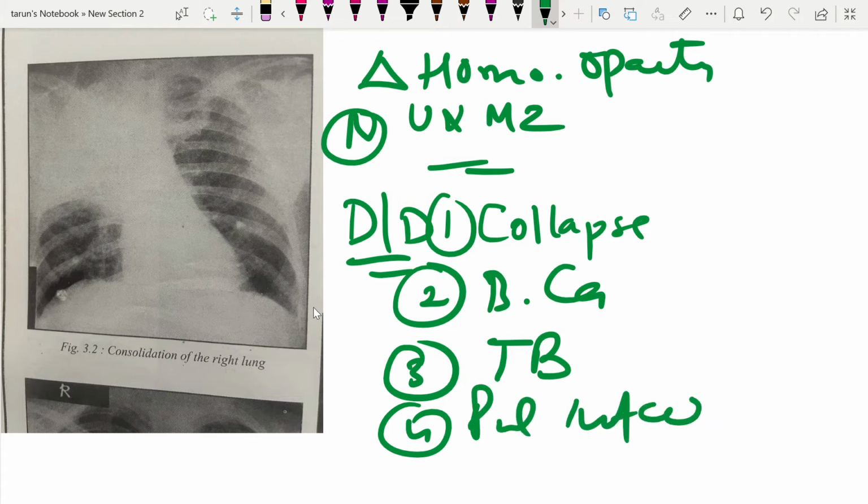So what are the differentials for this chest X-ray? It could be collapse of the lung, bronchogenic carcinoma, tuberculosis, or pulmonary infarction. If you are suspecting collapse, then the mediastinum should shift to the same side and the air bronchogram should be absent. In bronchogenic carcinoma also the air bronchogram is absent, there is reactionary pleural effusion, and there will also be rib erosions.